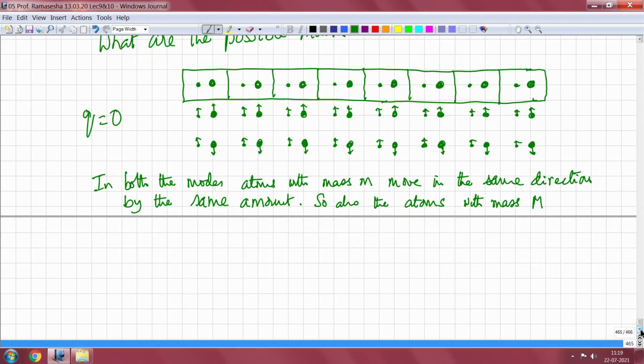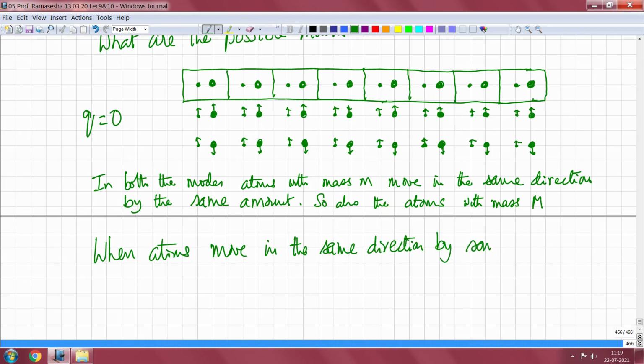Now you see that when atoms move in the same direction by the same amount in each unit cell, then you have the acoustic modes, and there is no change in energy.